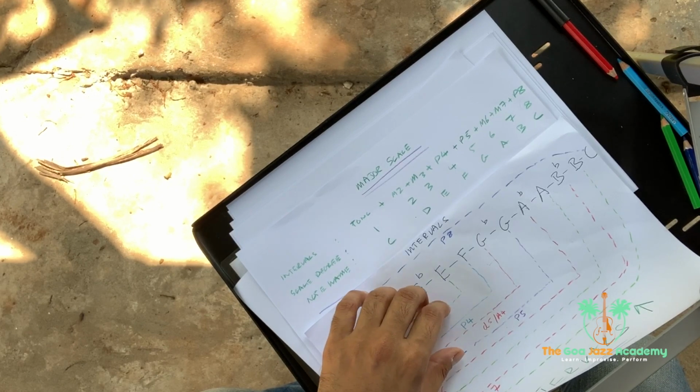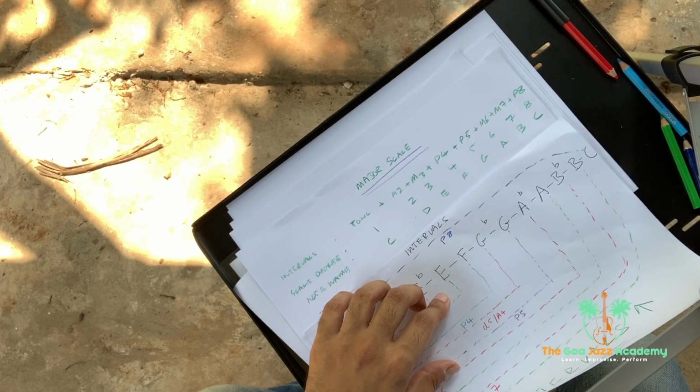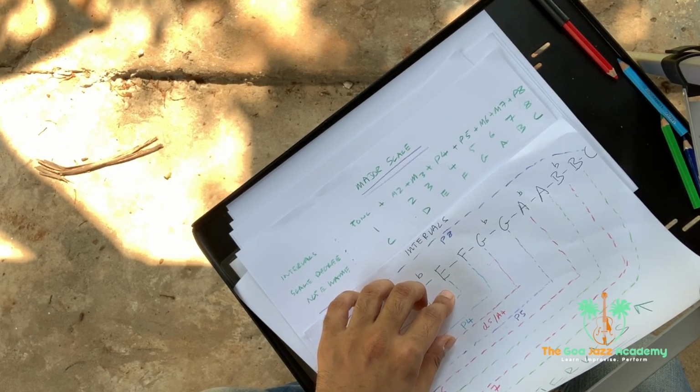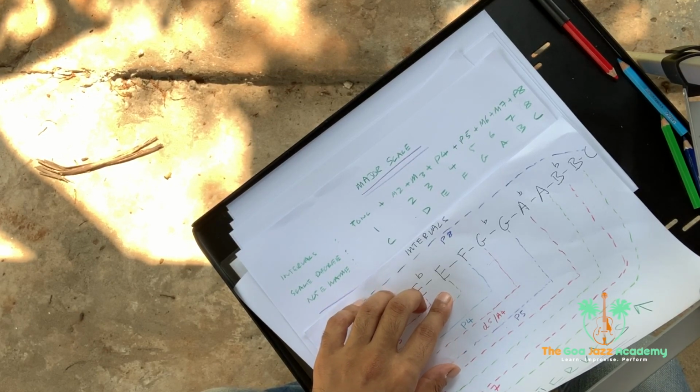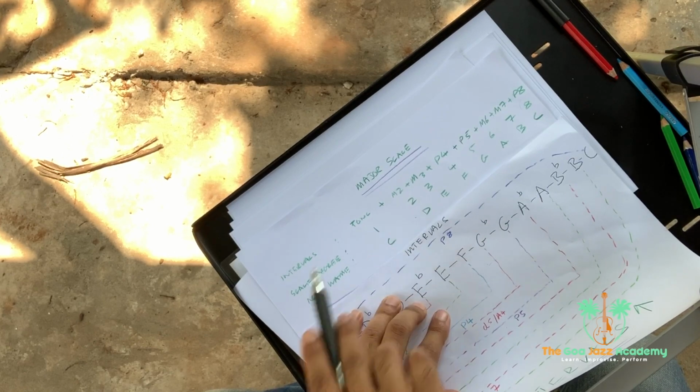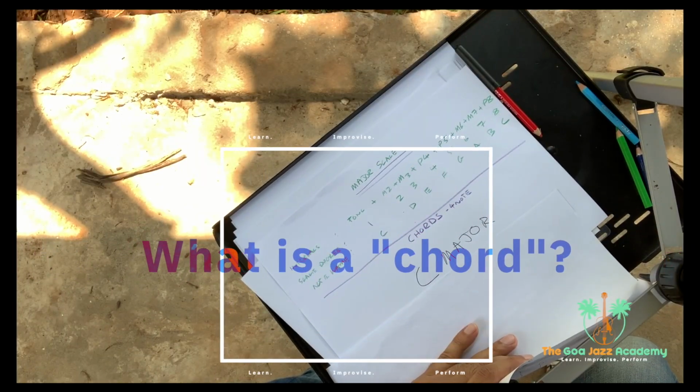Okay, great. So the difference between a scale and a chord is that a scale is an ordered set of pitches from low to high using a particular interval formula from a tonic. So what exactly is a chord? Well, a chord is a selection of notes that are played at the same time.